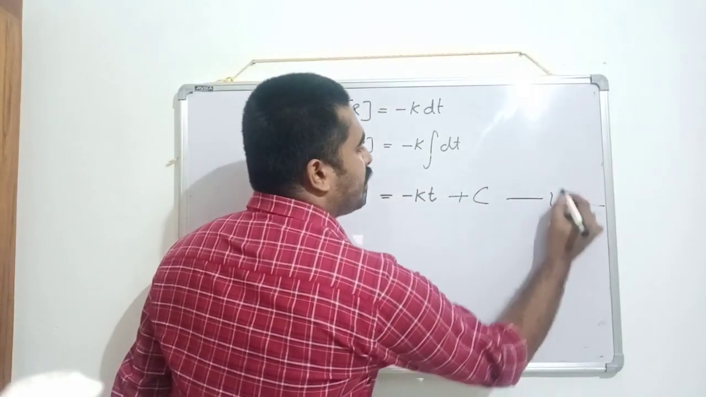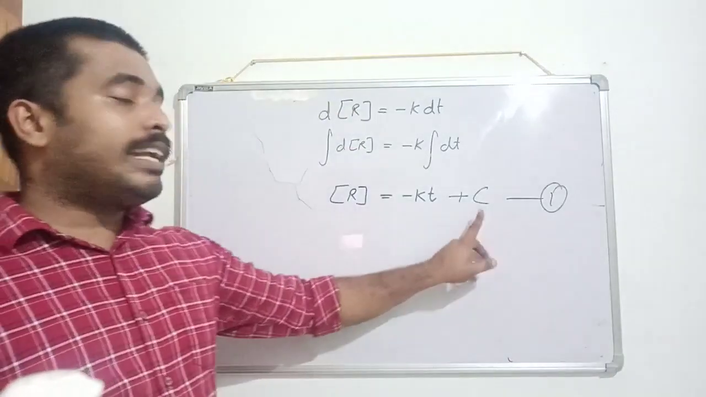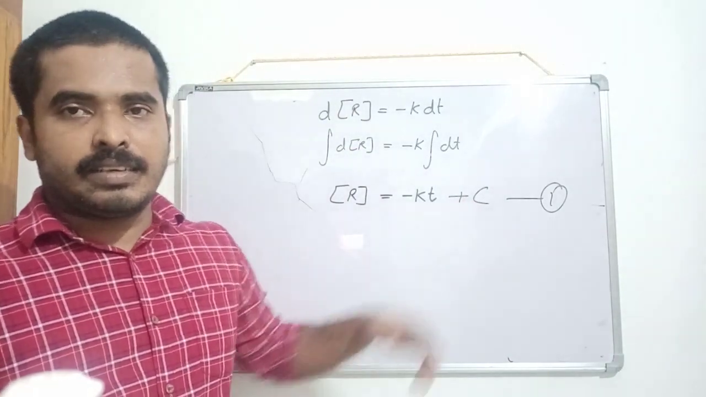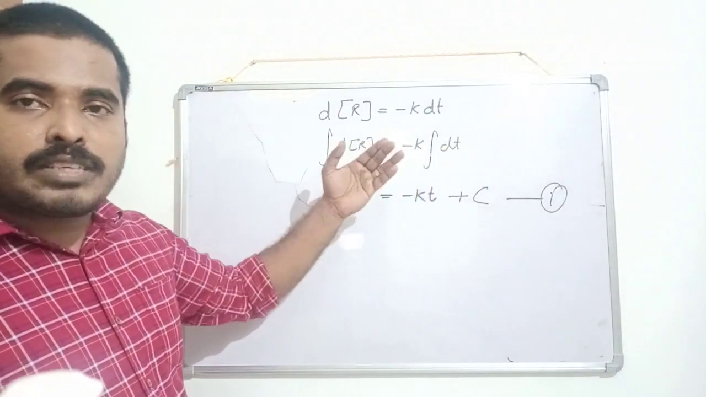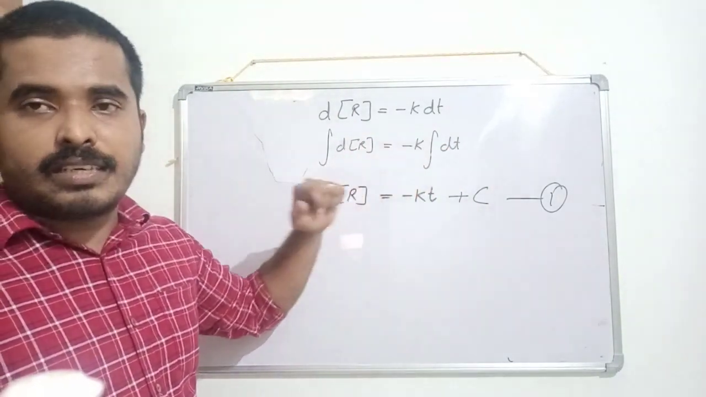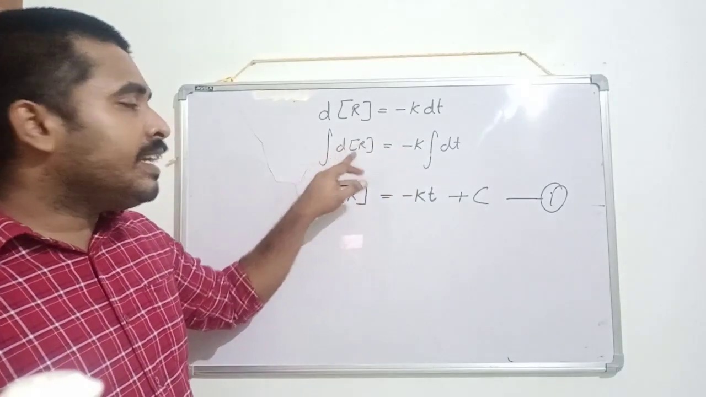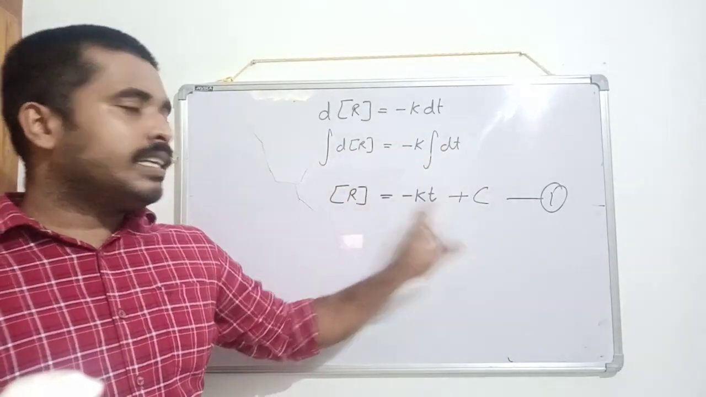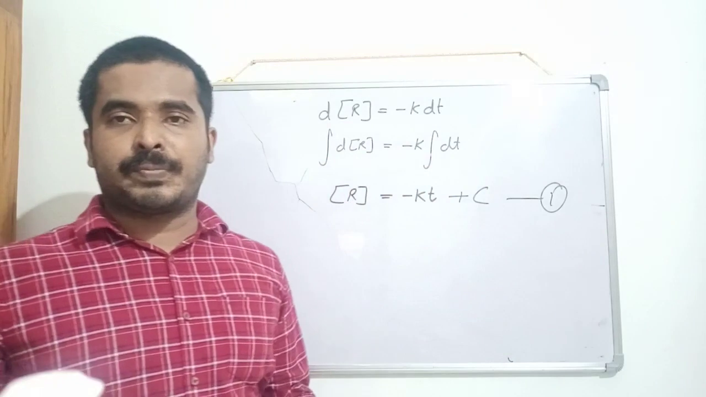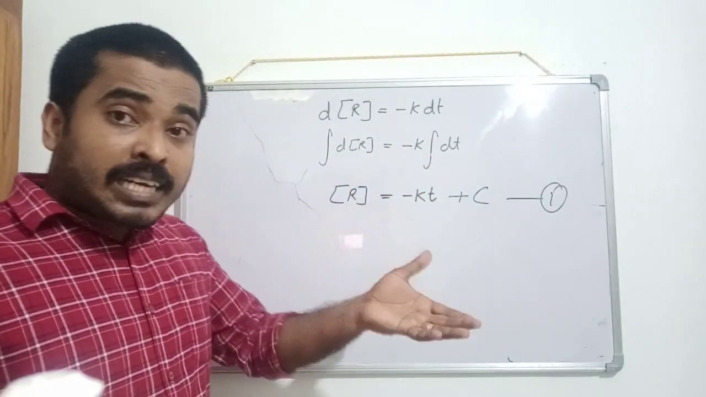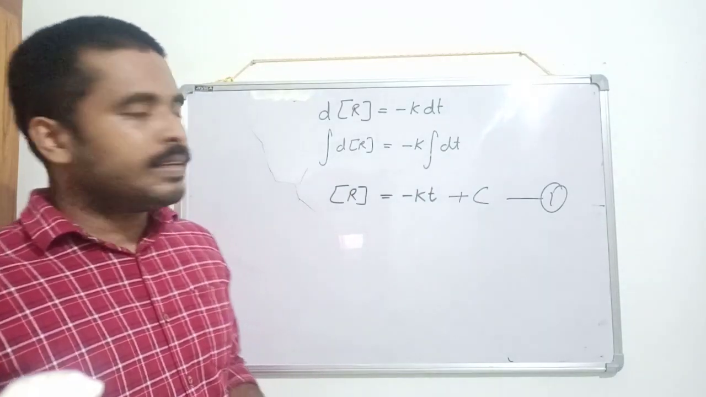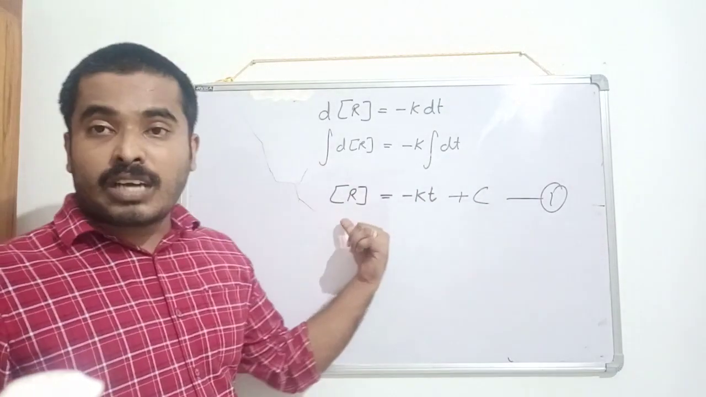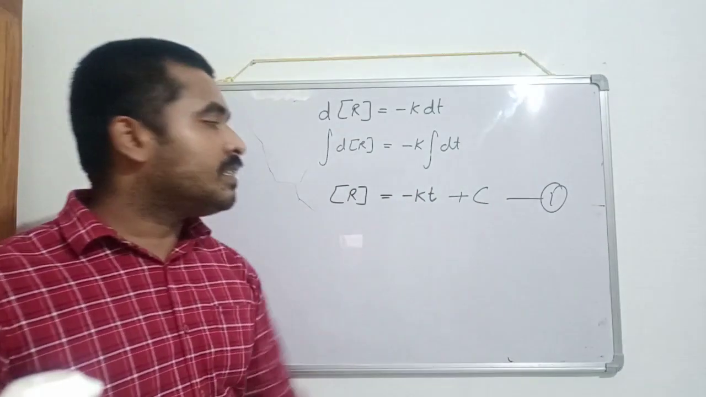This is our equation number 1. C is called the constant of integration. It's a very simple integration. Minus k we are taking outside because it is a constant. And integral dR is R, integral dt is t. We need to add a constant also. The mathematical aspects of this integration you will learn in your mathematical classes. Anyway, we have integrated and we got R equal to minus kt plus c.